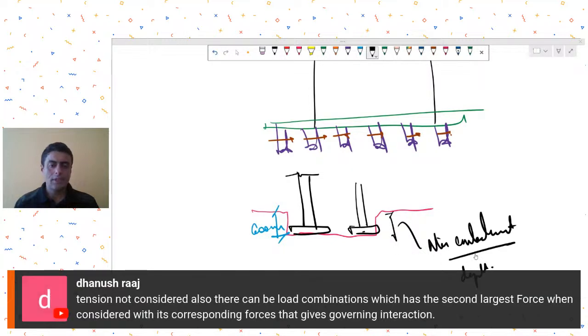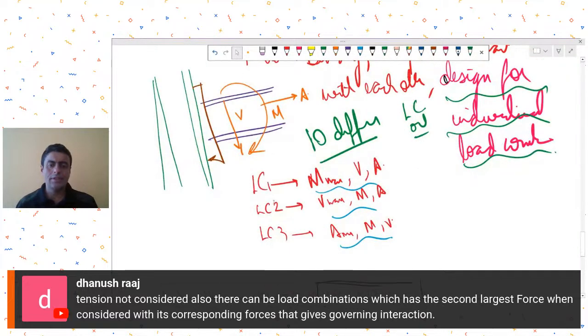Okay, Mr. Dhanush is asking, tension not considered also. There can be load combinations which have the second largest force, which, when considered with its corresponding forces, give the governing interaction. It's rare to have that situation. So he's saying that in this case, the second largest force with its corresponding other member forces for a particular load combination is more critical. It's not very common to see that.